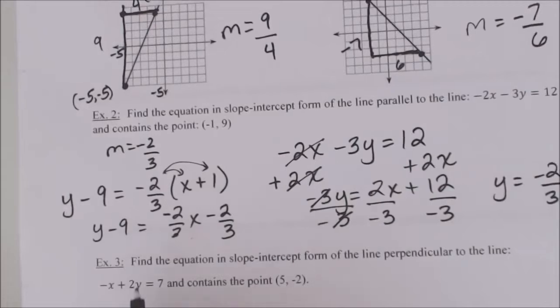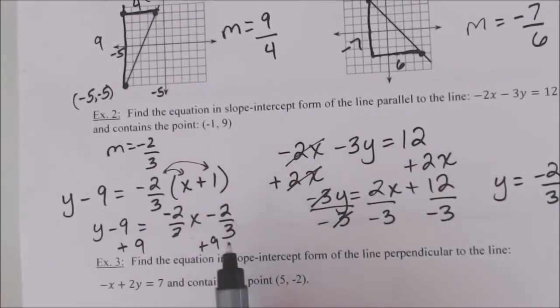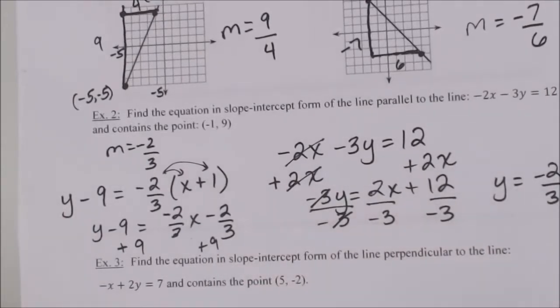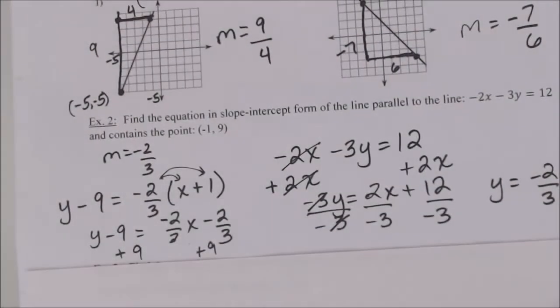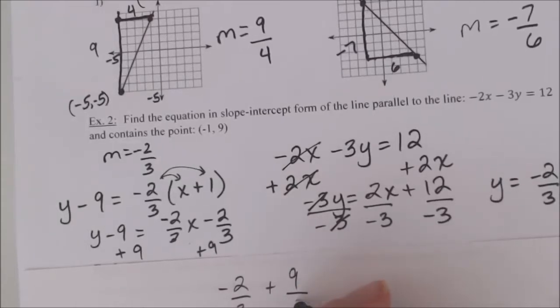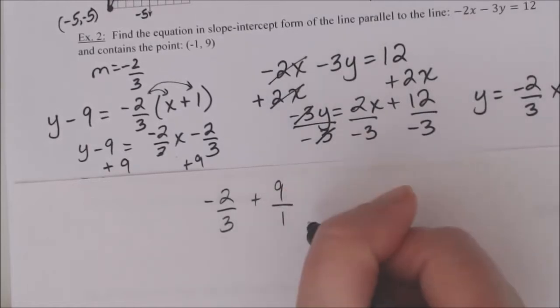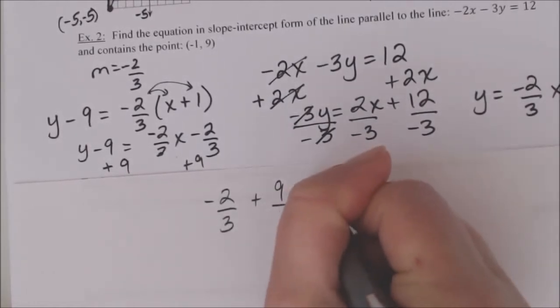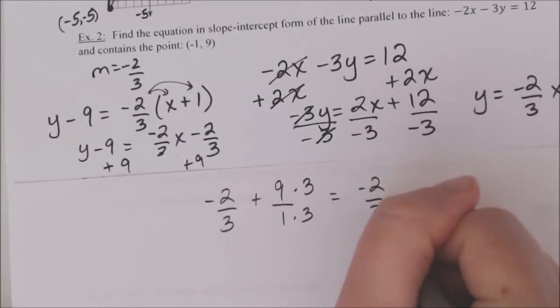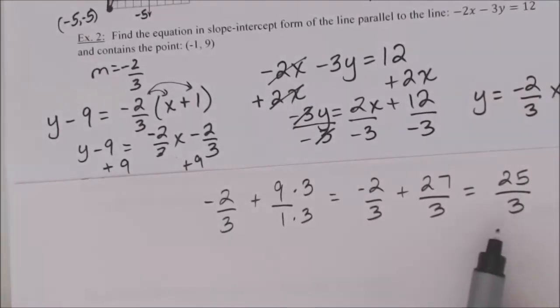And then I need to get that 9 over to the other side. So I'm going to add 9, add 9. I have to get a common denominator here. And sorry, this is a little bit messy. So I'm going to kind of off to the side, I'm going to do -2/3 plus 9. That's 9 over 1. I need to get a common denominator here. So the common denominator would be 3. So I'm going to multiply by 3 here. So that gives me -2/3 plus 27/3, which gives me 25/3. So that's going to be my y-intercept.